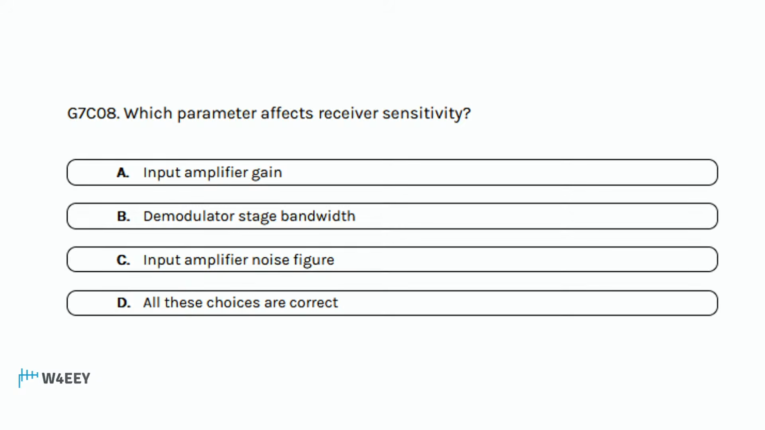So which parameter affects receiver sensitivity? Read carefully. Alpha, again. Alpha is true, because Delta, bandwidth is true, and input amplifier noise figure, all of those choices affect receiver sensitivity. We didn't have the time to go into them in depth, but yeah.